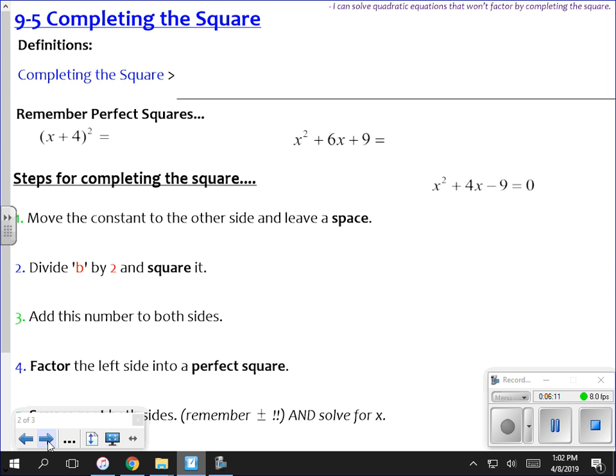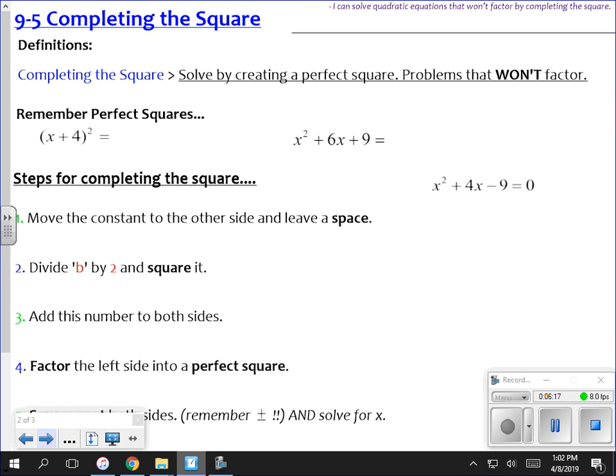And here's what we're doing today. Completing the square. Completing the square is a way of solving quadratics by completing a perfect square, for problems that won't factor. If you can factor a quadratic, you want to use factoring. Completing the square is what you do if you can't factor, and it really sucks. I will freely admit I do not like completing the square that much. There are a few things you use it for, but very few.